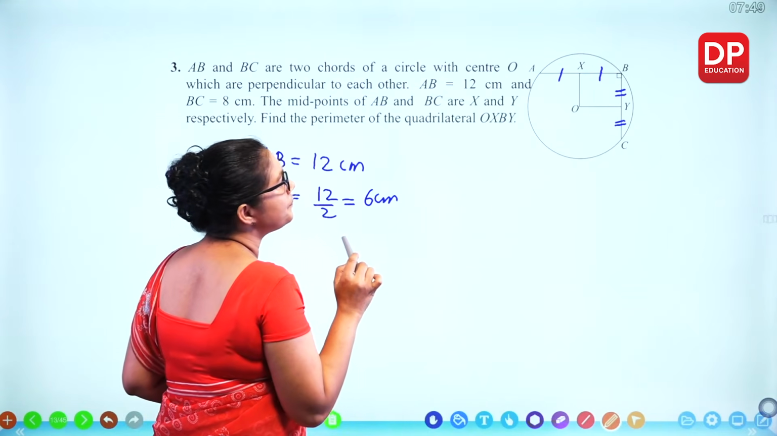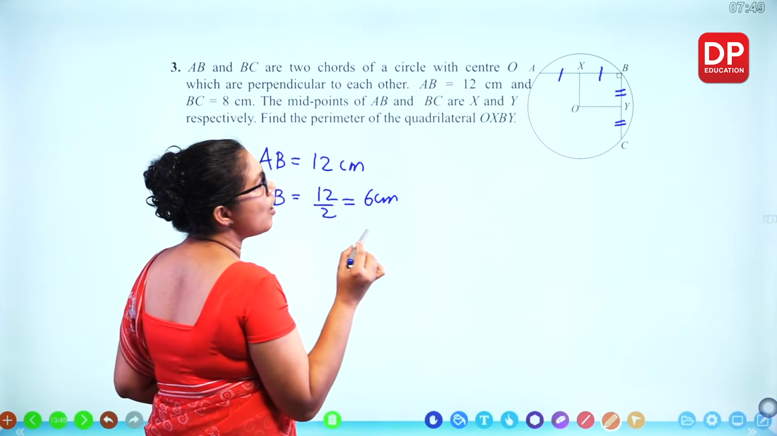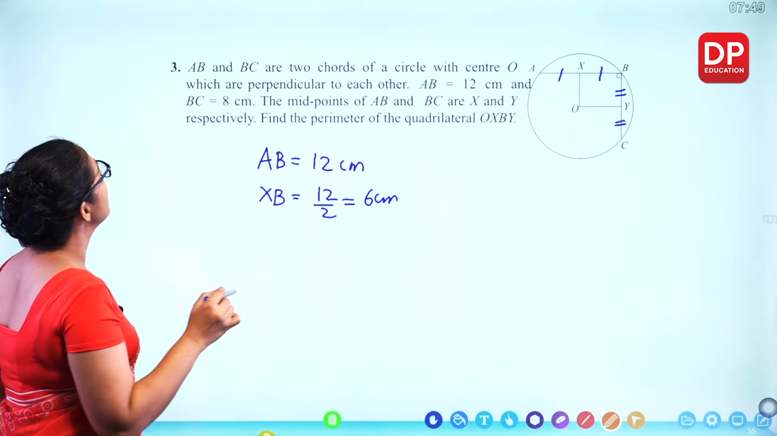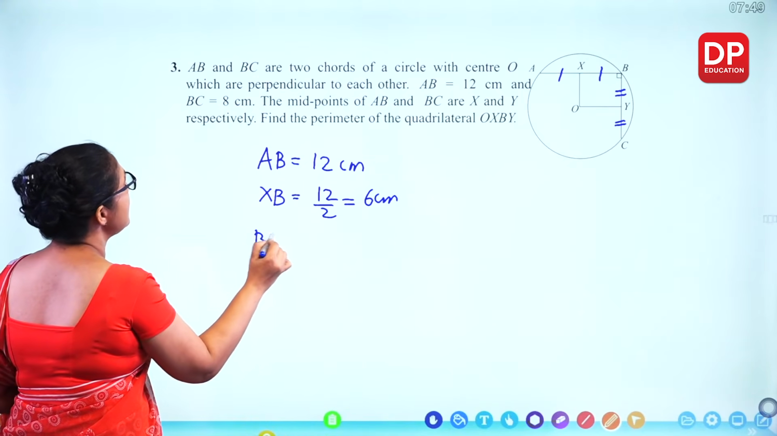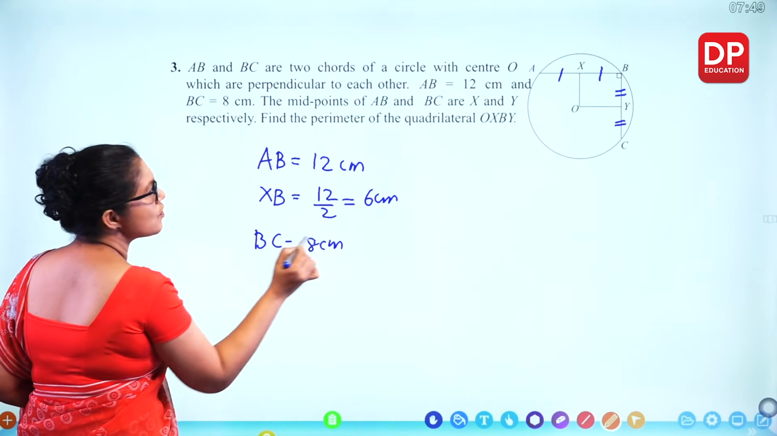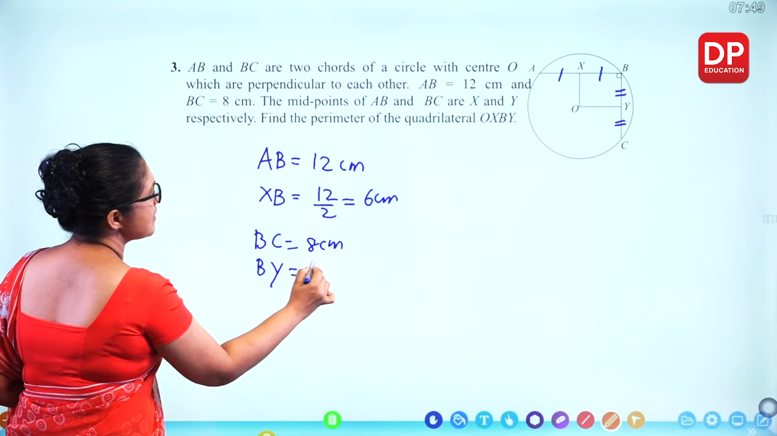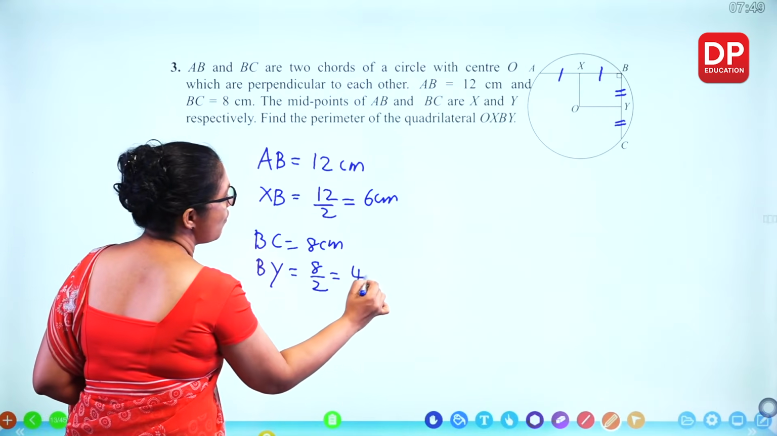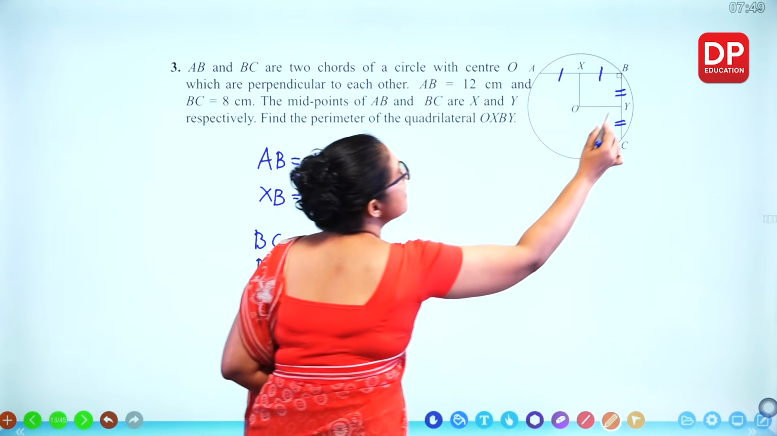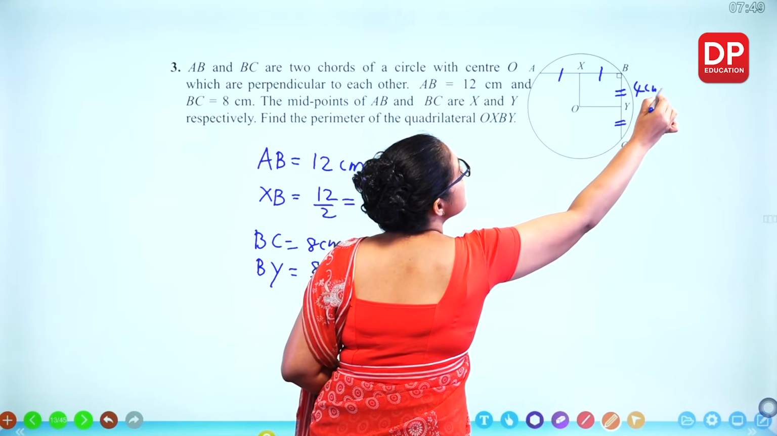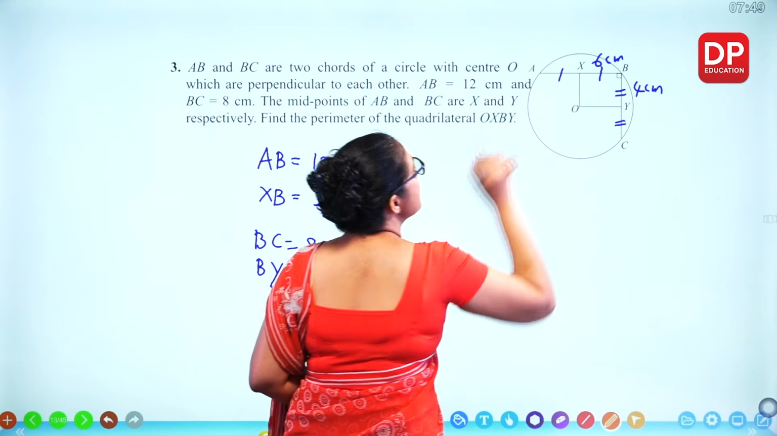And also, what about BC? BC length is given 8 centimeters. So that means you can straight away find out BY, that's half of that, 4 centimeters. So here this is 4 centimeters, this is 6 centimeters.